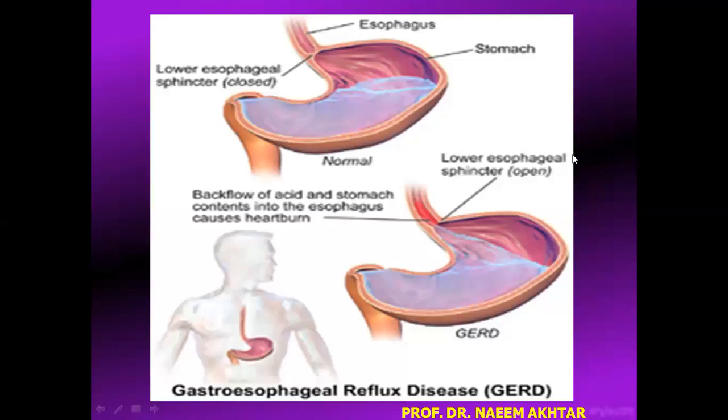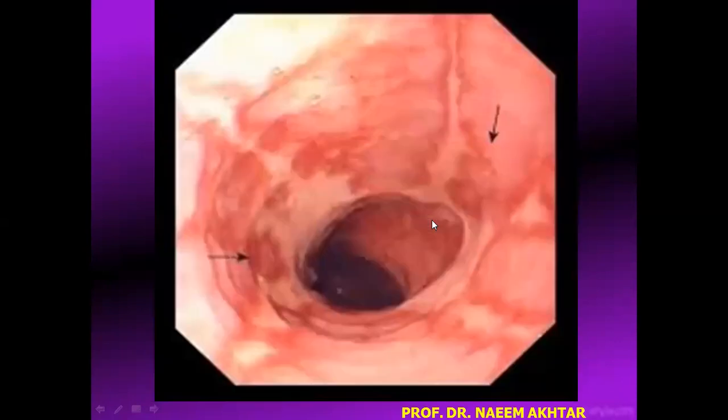Now you can see here that this is a normal esophagus and stomach. At the lower end of the esophagus, the lower esophageal sphincter is closed, so the contents of the stomach will not be able to regurgitate. But on the other hand, if a patient has cardiac reflux esophagitis, in GERD, what will happen? There will be backflow of acid and stomach contents into the esophagus, and this will cause heartburn. This occurs because the lower esophageal sphincter is open in case of GERD.